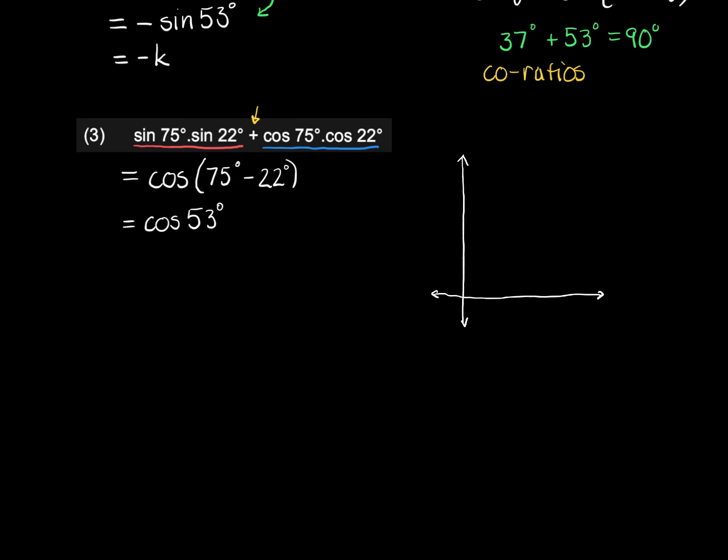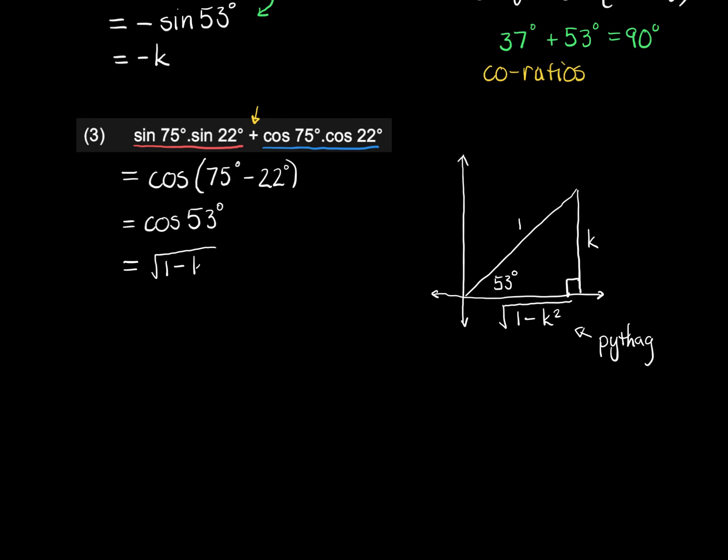And that is, we can draw it on the Cartesian plane. It's not the greatest drawing, please excuse it, but anyway. Let's say this is 53 degrees, and according to the other stuff, sine is opposite, so that's k over 1, which means that this other side is going to be the square root of 1 minus k squared. The reason that is what it is is because of Pythagoras. So we just plug that in over here, that cos of 53 degrees is the same as the square root of 1 minus k squared.